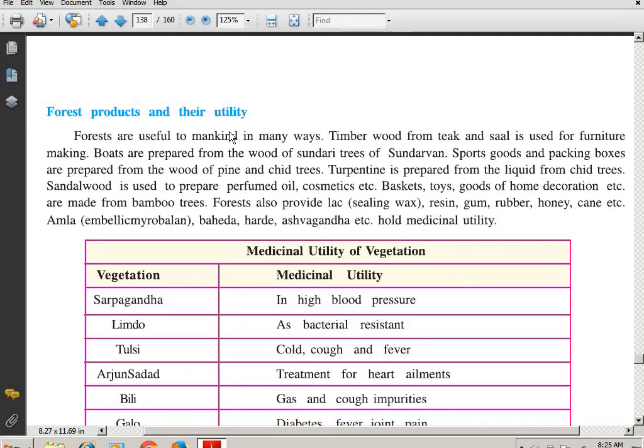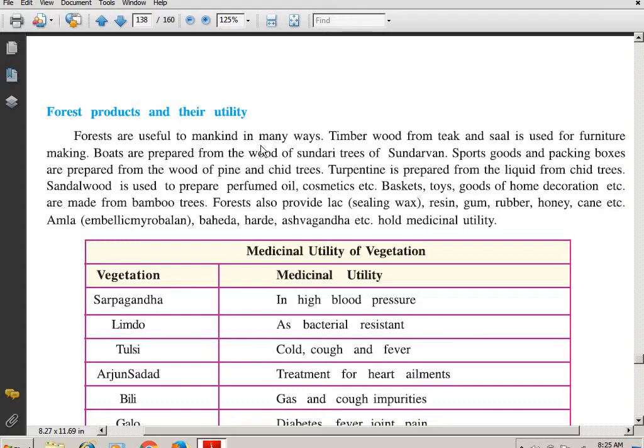There are some products, some types of plants or vegetation, which we use in our daily life. But many times we are not aware of their utility, where and when and in how much proportion they can be used. So let's see now.